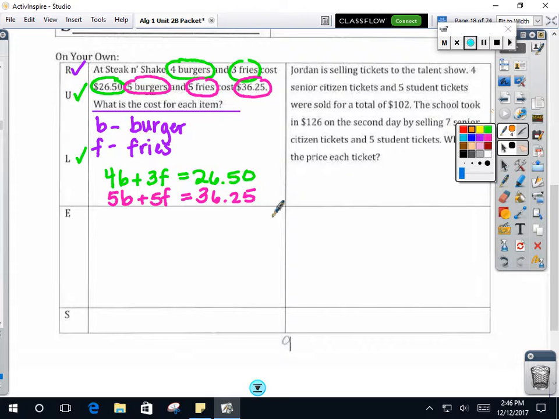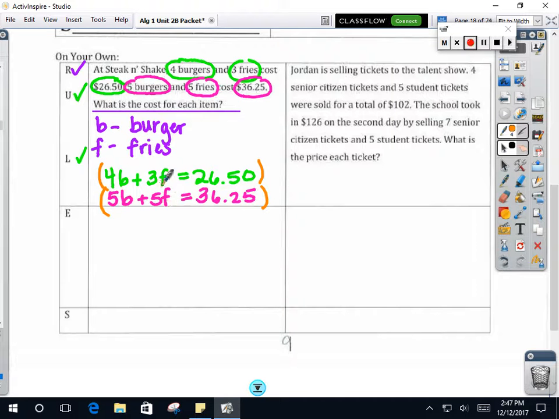Now, is there a variable ready to eliminate? Aaron has said that we need to multiply both. And why are we having to multiply both? Right, because if you multiplied the 4 by something, it won't become a 5. And if you multiplied the 3 by something, it won't become a 5. So we're going to have to change up both. Erin has decided that she wants to eliminate the f's.